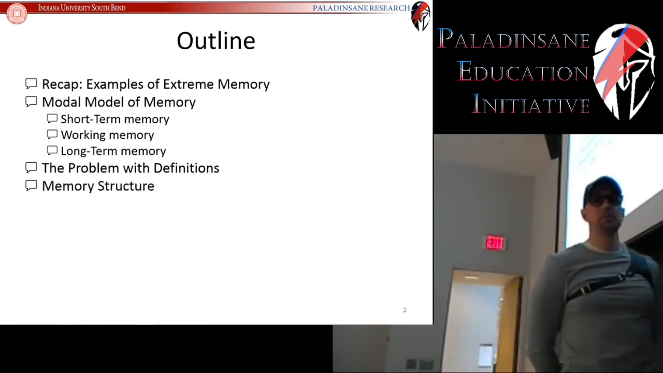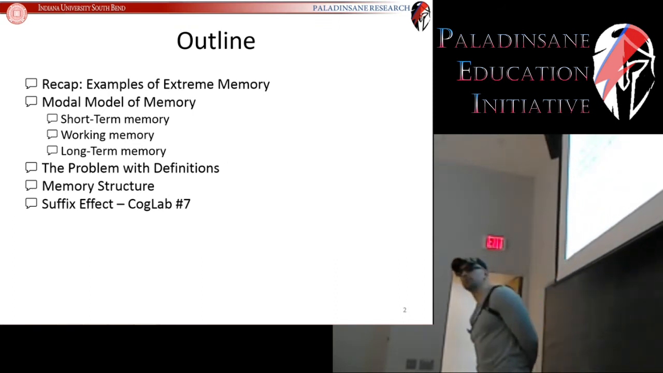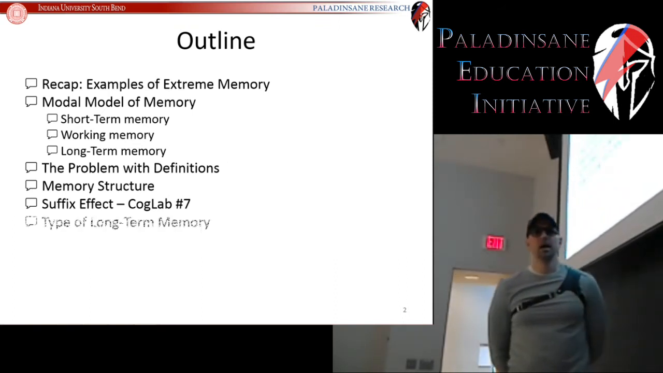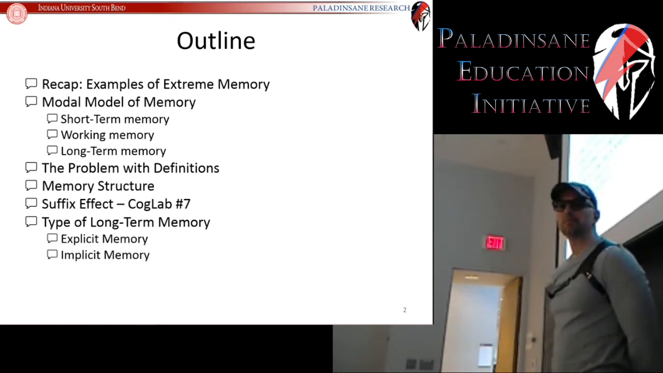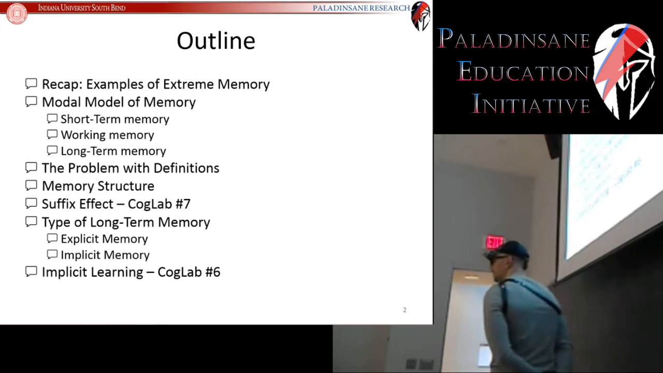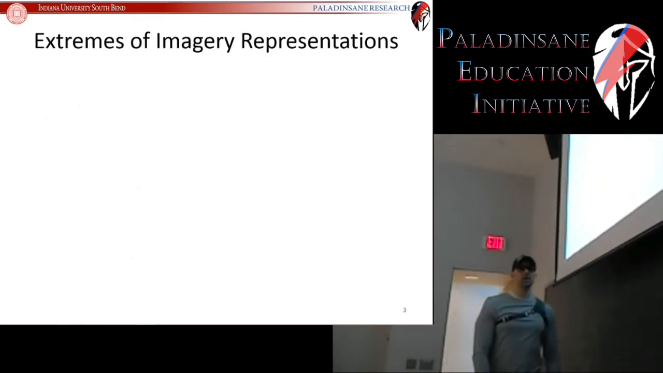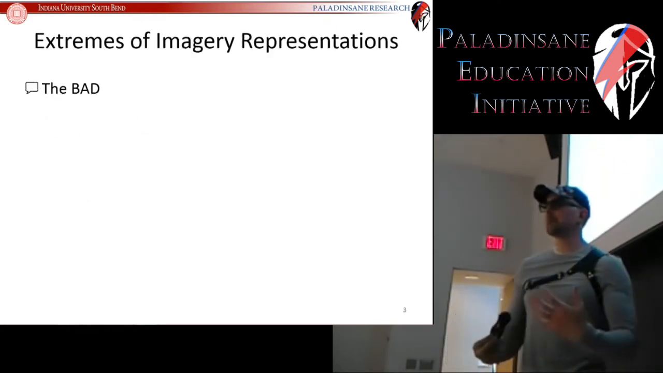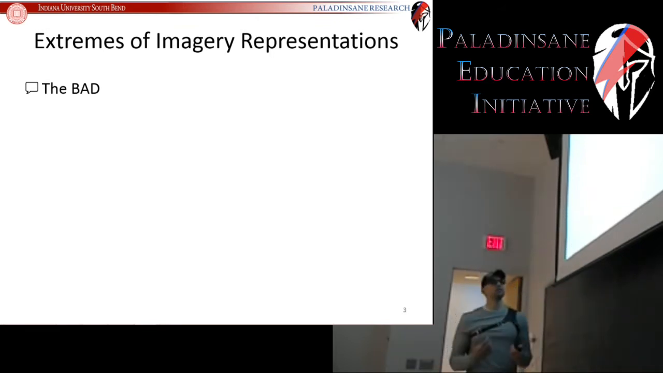And then we'll take a look at memory structure by looking at a couple of CogLabs, first one being the suffix effect, and then different types of long-term memory, explicit and implicit, looking at that with the implicit learning CogLab. So that's on the agenda for today. So let's get started. Last time we took a look at imagery and imagery representation.